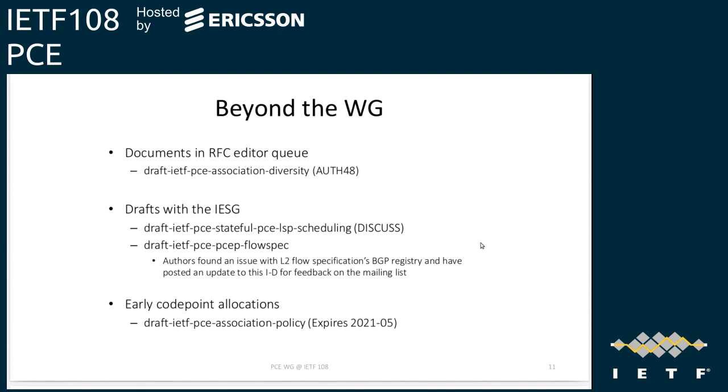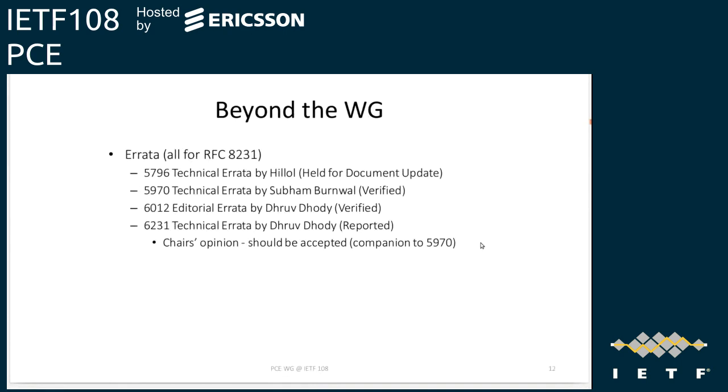There is also an existing early code point allocation for the association policy, which is supposed to expire in May next year. Beyond the working group, there are some existing errata. Several of them have already progressed. We have agreement on the way we should address them. So here it's mainly a matter of process between the chairs and the AD to make sure that we properly resolve those and bring the correct status on those errata that have been submitted.